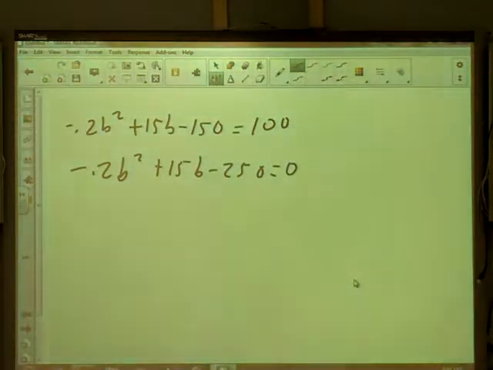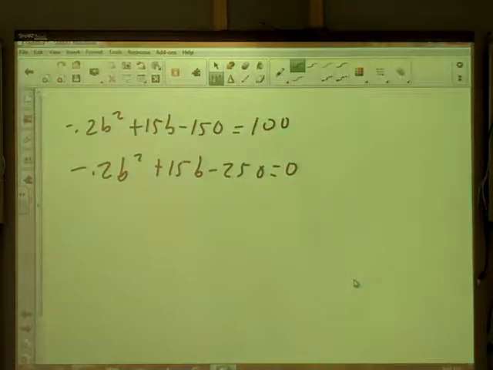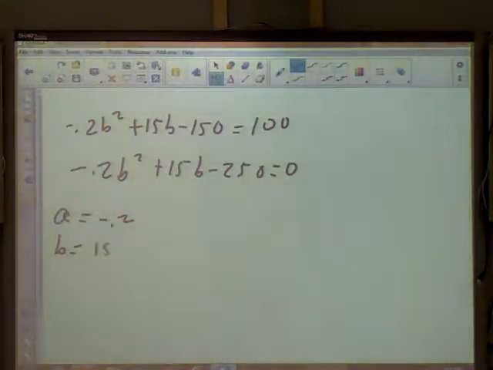250. I thought about this later. I probably could have done this easier if I divided everything by negative 0.2 to get rid of that. But when I worked it, I didn't. I just used that stuff in the quadratic formula. So I'll go ahead and do that, because that's probably what y'all would do. My A would be negative 0.2. My B would be 15. My C would be negative 250.